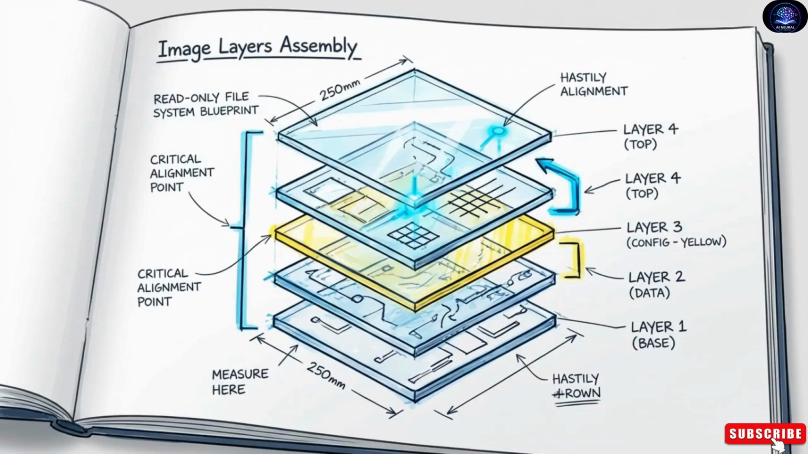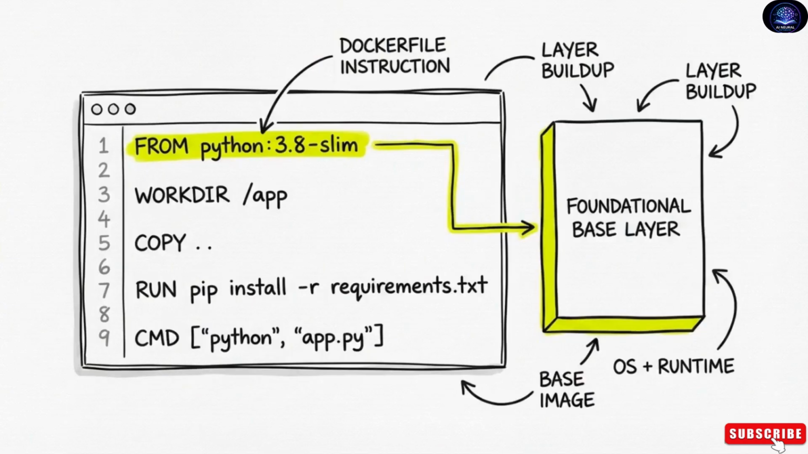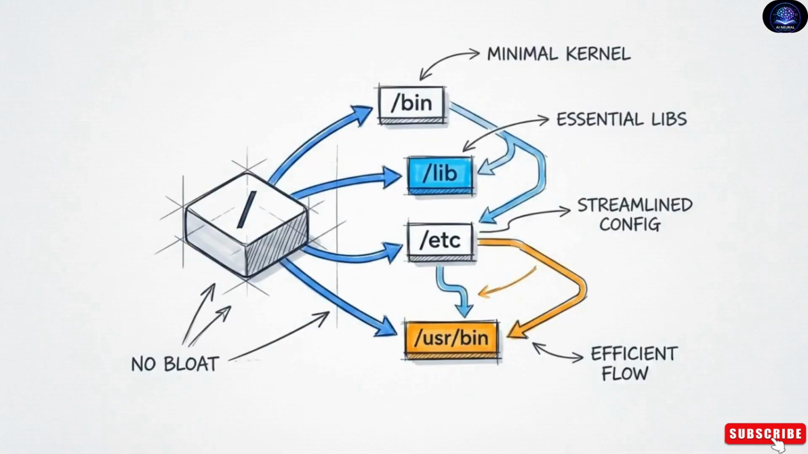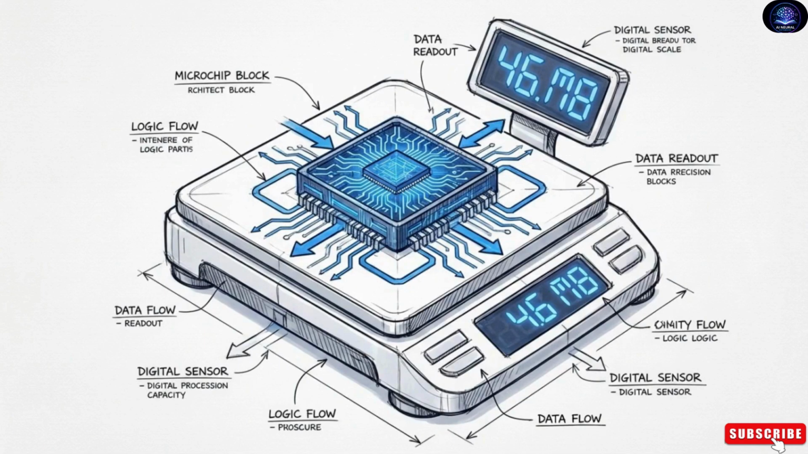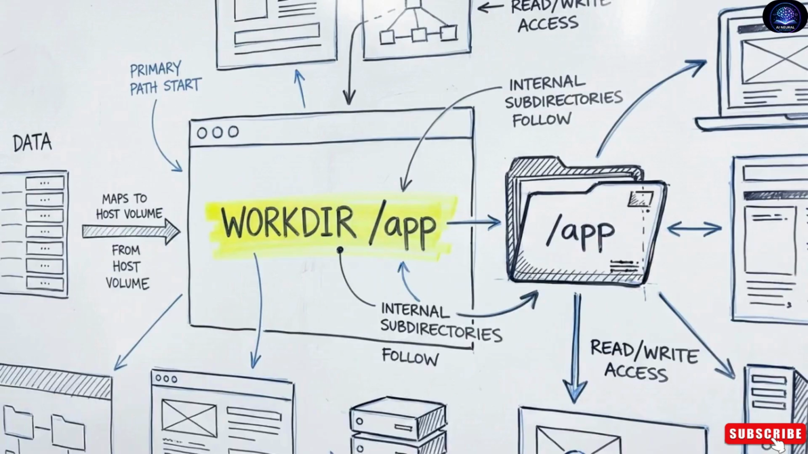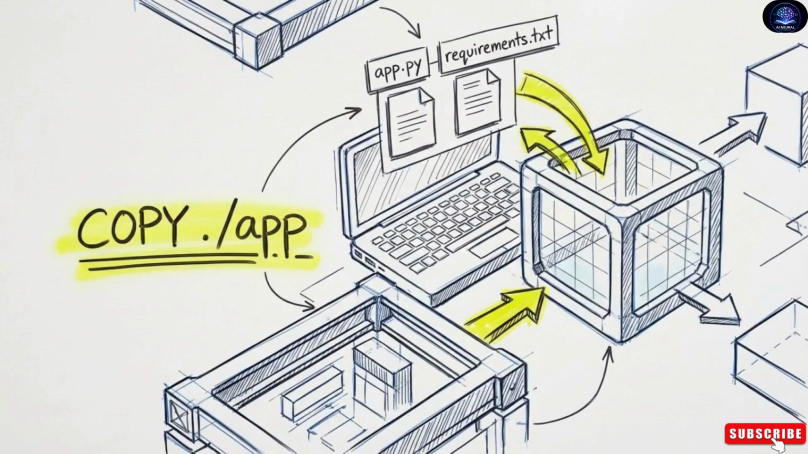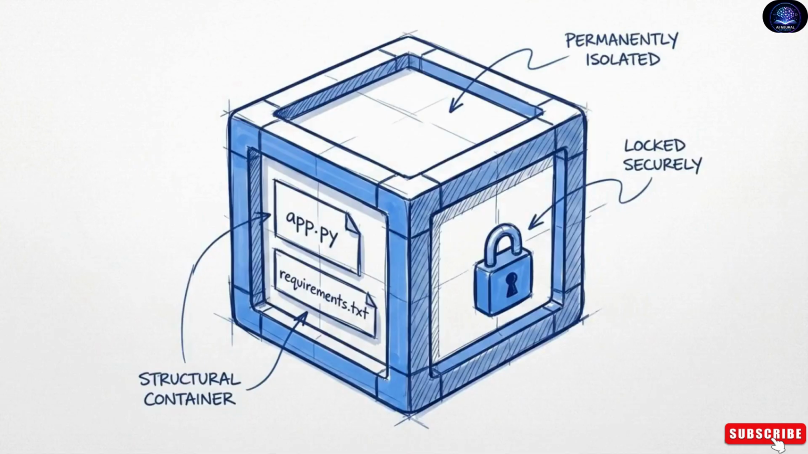This is the exact line-by-line instruction manual the daemon reads to assemble the layers. Looking at this Dockerfile snippet, the very first instruction is the FROM command. This defines the foundational base layer. For machine learning, we strategically specify Slim or Alpine Linux distributions here. This excludes unnecessary system utilities, keeping the final image size strictly minimal. Next, the WORKDIR command establishes the internal directory path where the application will live. The COPY command is then used to transfer local assets, like your app.py script and requirements.txt file, from the host machine directly into the sealed image.